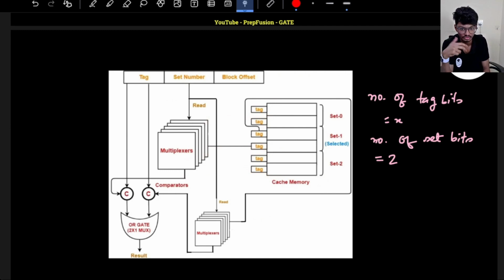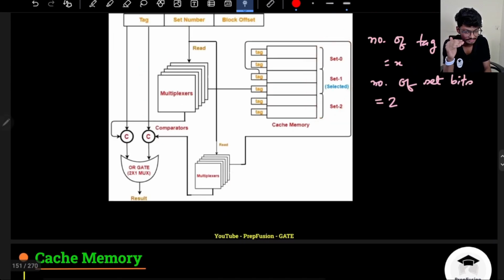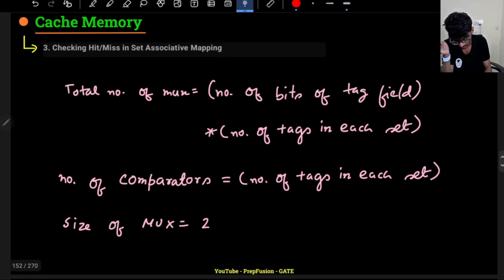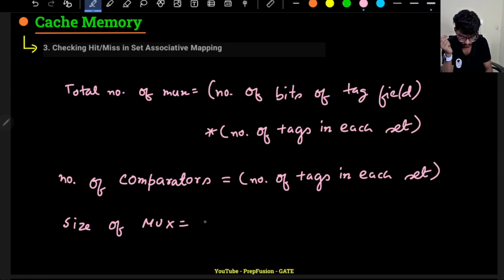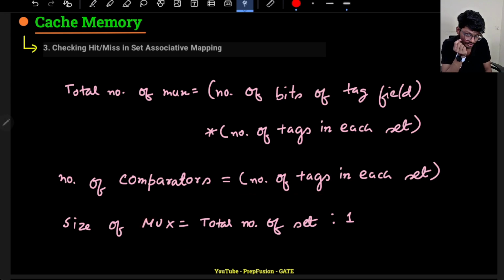Either 4:1 mux exists or 2:1 mux exists, right? Generally these kind of sets are a power of 2. So size of mux will be actually the total number of sets to 1. Basically I have to just propagate one of the sets, and this propagates only one bit of the tag field. I will need whatever the number of bits I have in the tag field, those many muxes I will require.